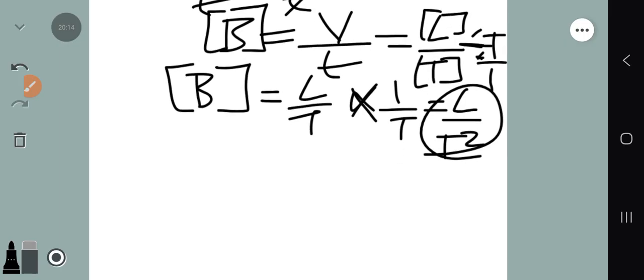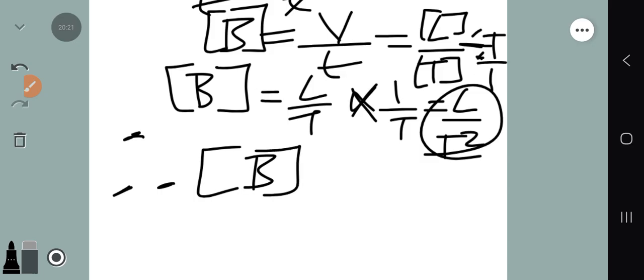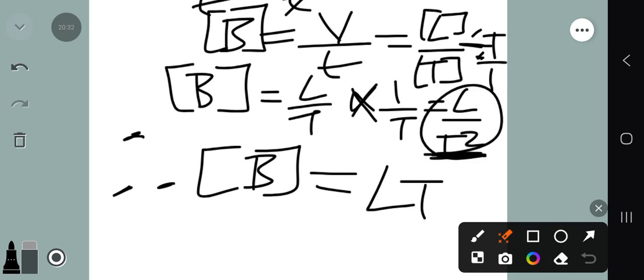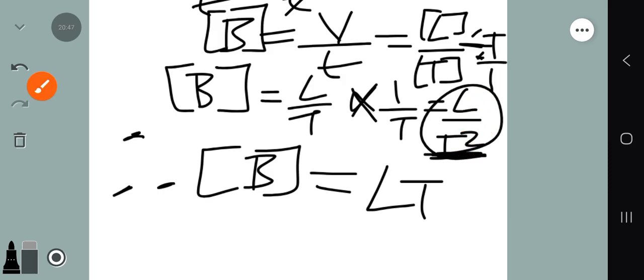So it just concludes to say, therefore, the dimension of B, you put a square bracket, equals to L. Whatever is the denominator, make it the numerator. Once you change, as you can see here, T squared is the denominator, it will be the numerator. And the power, what is the power? Positive 2, T to the power positive 2. So the sign of the power is going to change to T to the power negative 2. So I'm going to put a negative 2 there. Then this is the dimension.